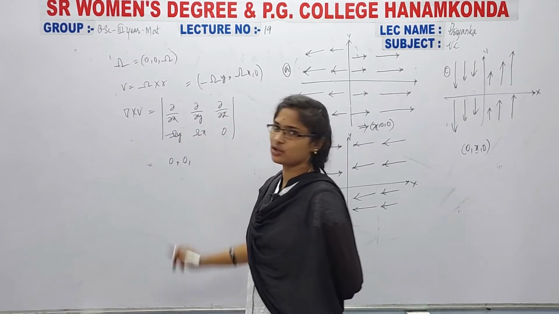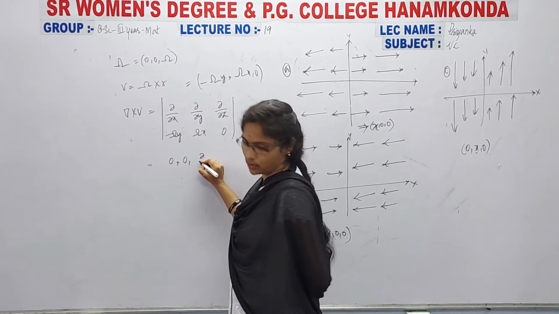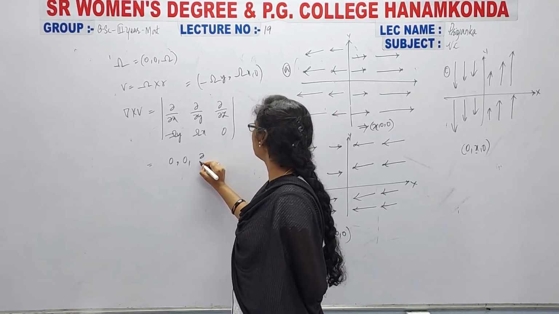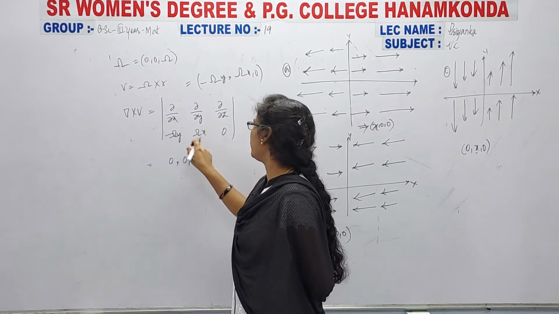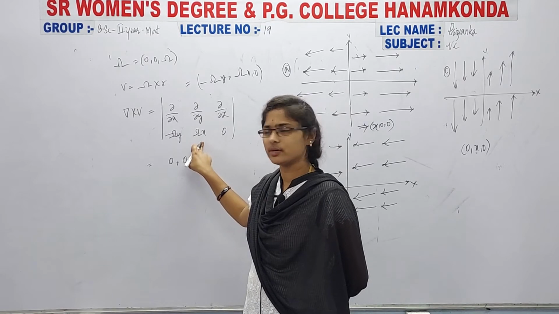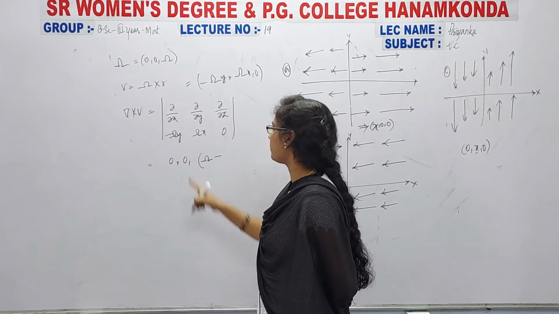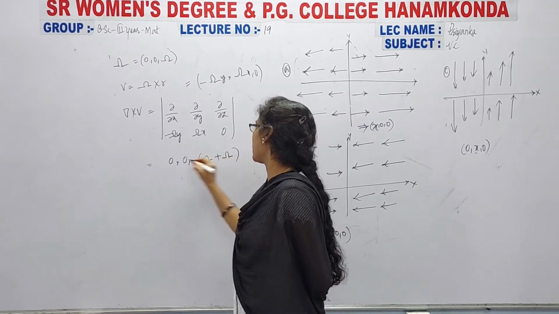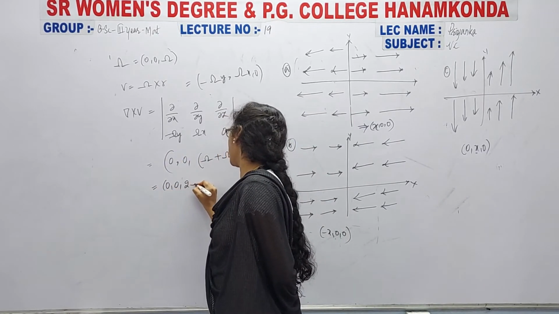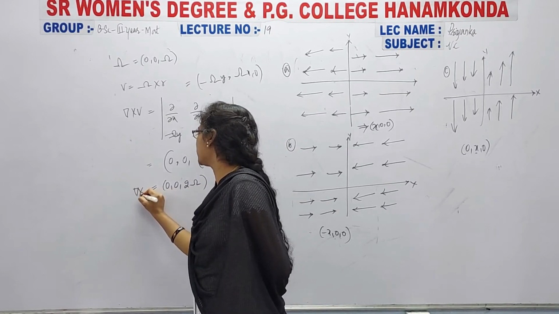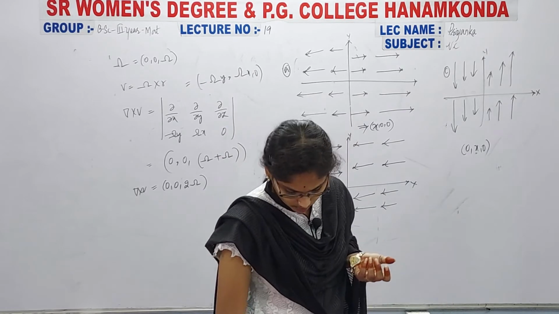Next, dou by dou x of omega x. Simply here I am taking dou by dou x of omega x. Omega is constant, so we will get omega, minus dou by dou y of minus omega y, which gives minus minus, plus omega. So now it is nothing but 0 comma 0 comma 2 omega. So the value of the curl v is 0 comma 0 comma 2 omega.